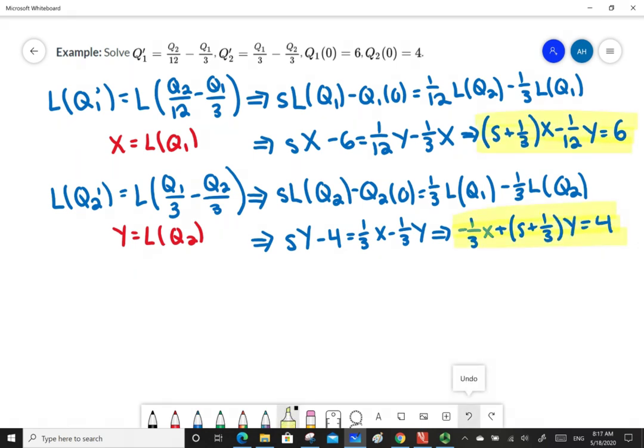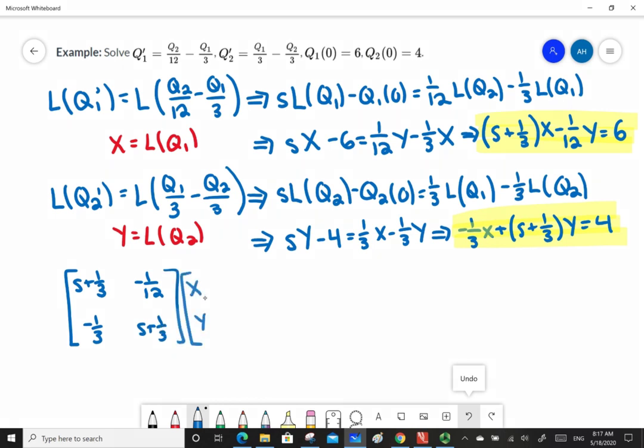As you can see, by applying the Laplace transform, we've changed a linear system of two differential equations with two unknown functions into a linear system of two algebraic equations with two unknowns. We can solve the system we found by any method we want. Since the coefficients involve a variable s, I usually prefer to use Cramer's rule. Writing our system in matrix form, we get the matrix s plus 1/3, negative 1/12, negative 1/3, s plus 1/3 times x, y equals 6, 4.